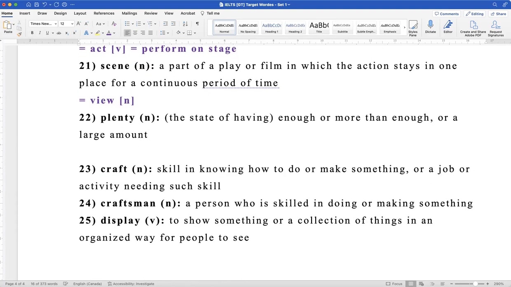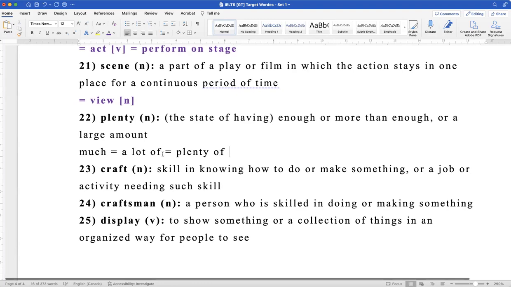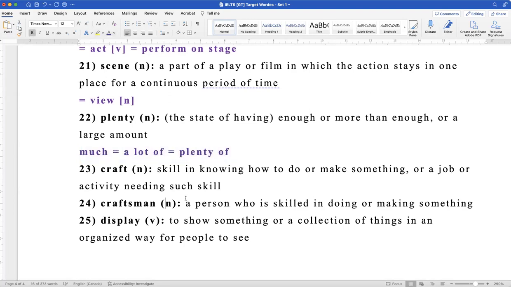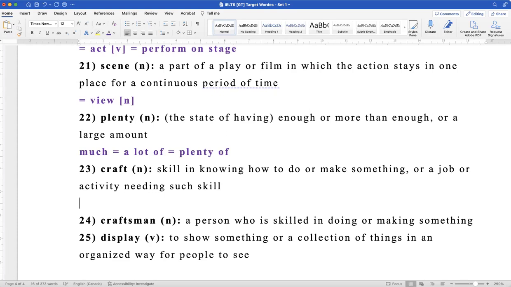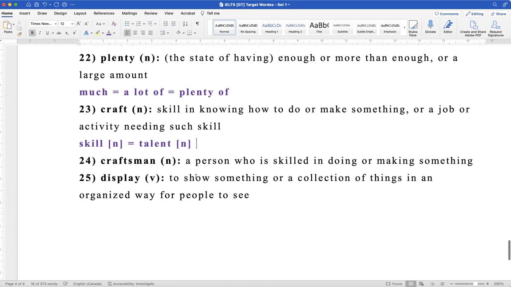Plenty means much. Quantifier. We can say a lot of. So sometimes we say like plenty of. It's like enough or more than enough. Craft is like a skill. Another word for craft can be skill or talent. Craftsman is a person who is skilled in doing or making something. Craftsman is like a profession, a person who is skilled in doing or making something.